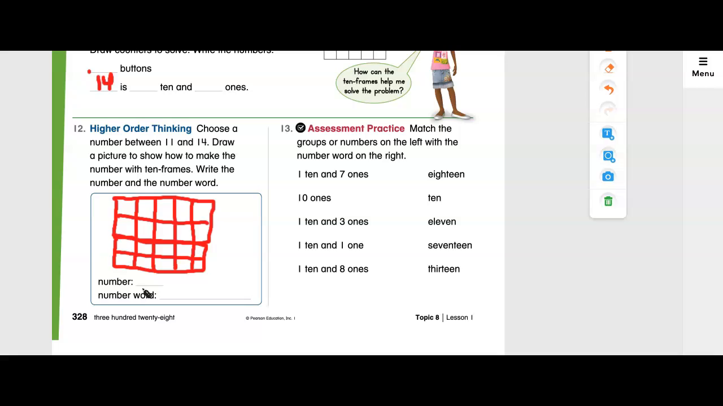It has to be between 11 and 14. Write that number in the blank. Now, in your 10 frame, I want you to fill in how many counters it would take to make that number. If you chose the number 11, fill in 11 spaces in your 10s frame. If you chose the number 12, fill in 12 spaces.